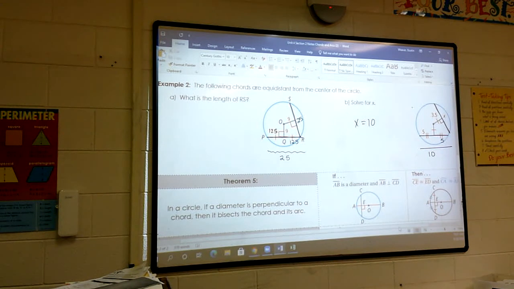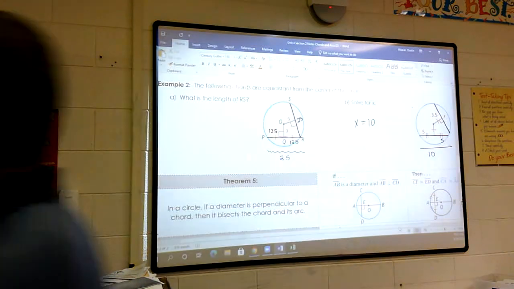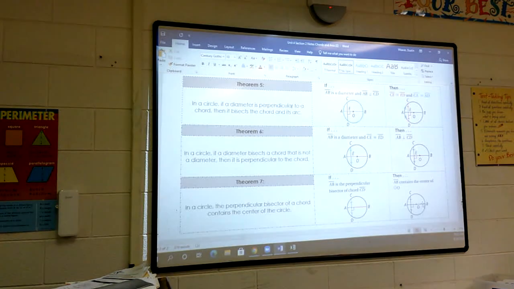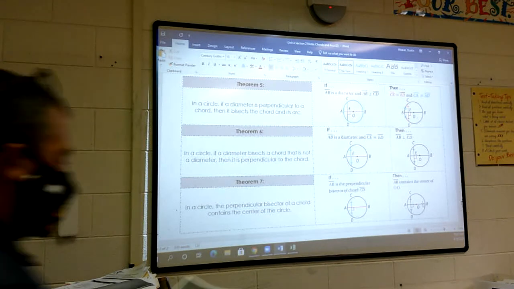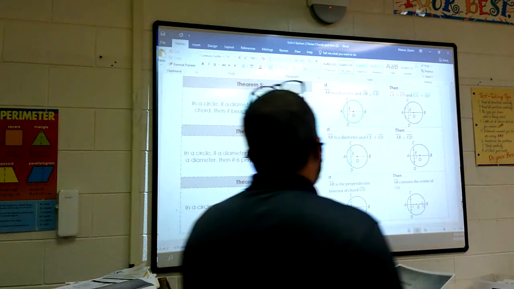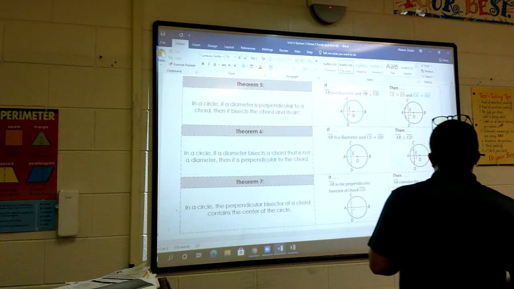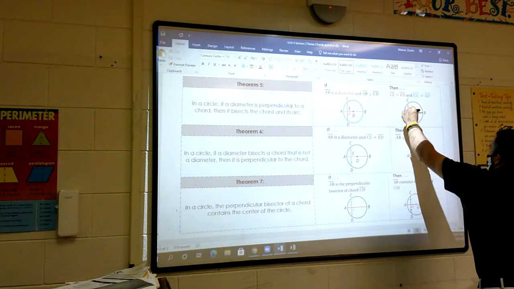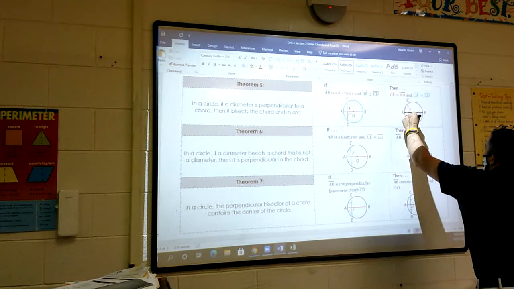So now we go to the last three theorems, which are going to be basically the same type of thing. Theorem 5 says, in a circle, if a diameter is perpendicular to a chord, then it bisects the chord and its arc. So that looks a little bit tricky, but here's the diameter. So the diameter is perpendicular to the chord.